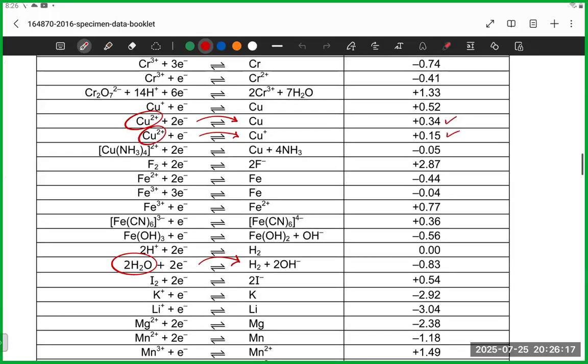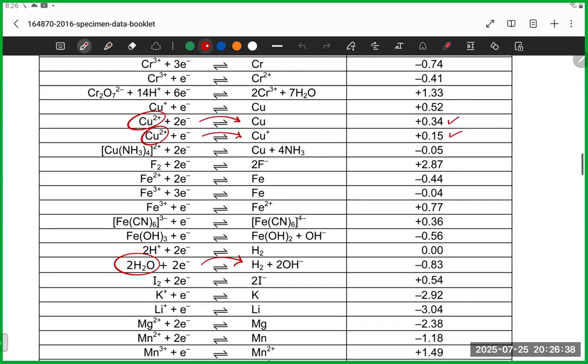Again, I had copper plus 2 gaining electrons, so it could gain 2 electrons, or it would gain 1 electron, right? Only look for equations in the forward direction where they're gaining electrons. I've got water which is also gaining electrons, so only look for the equation in the forward direction, water gaining electrons, right? So I've got three things competing for those electrons.